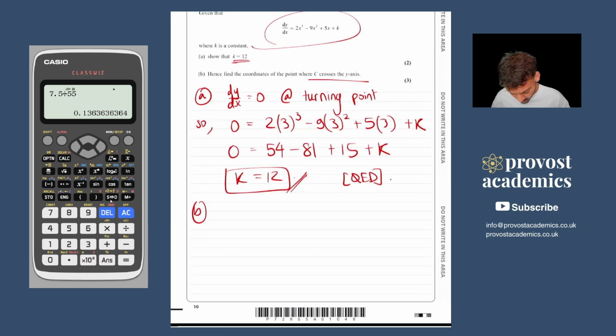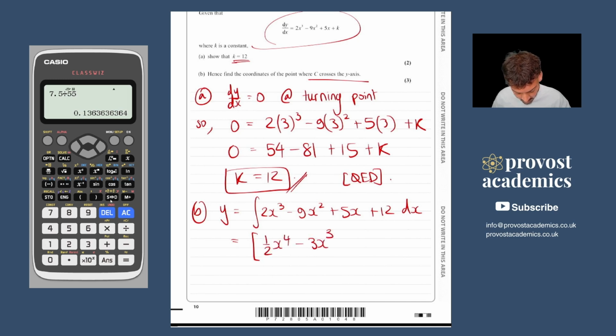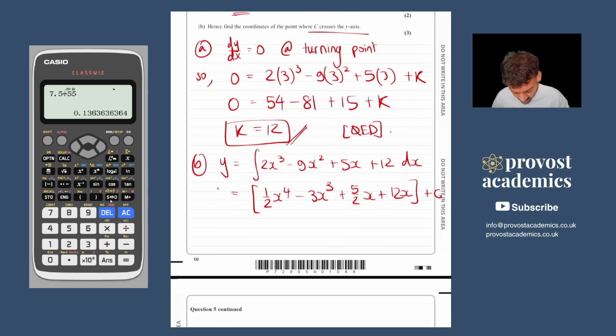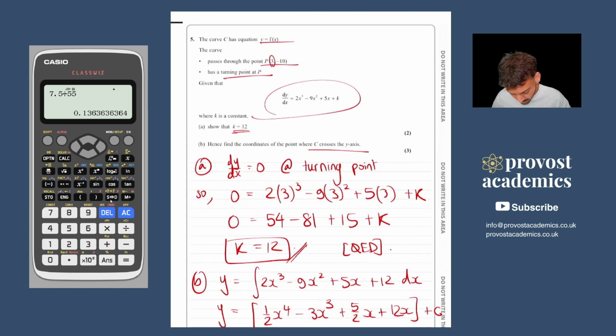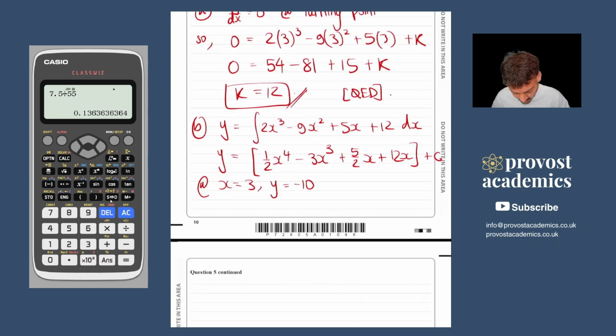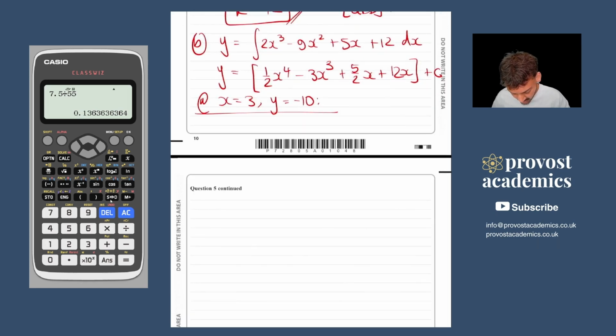So y is equal to the integral of 2x cubed minus 9x squared plus 5x plus 12 dx. That gives me a half x to the 4 minus 3x cubed plus 5 over 2 x squared plus 12x plus c. Now what we have to do is, at x equals 3, I believe y is 10. Minus 10. Good thing I checked. Minus 10.